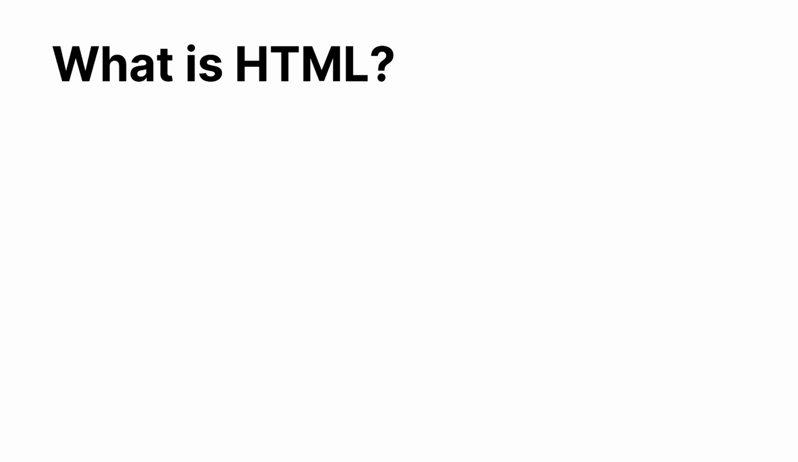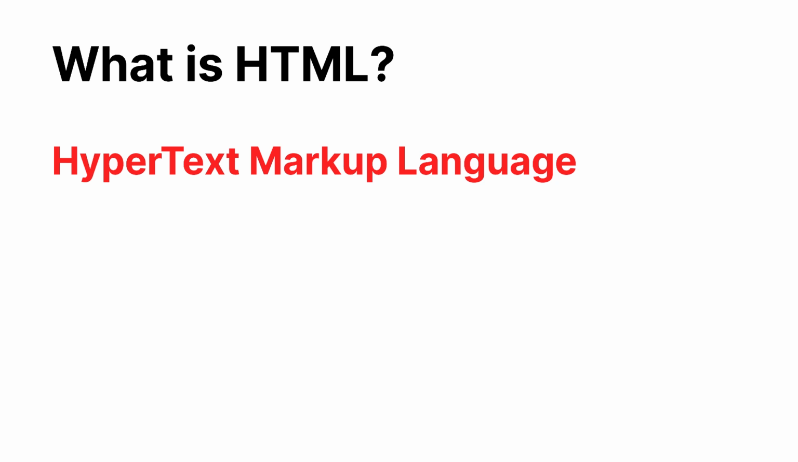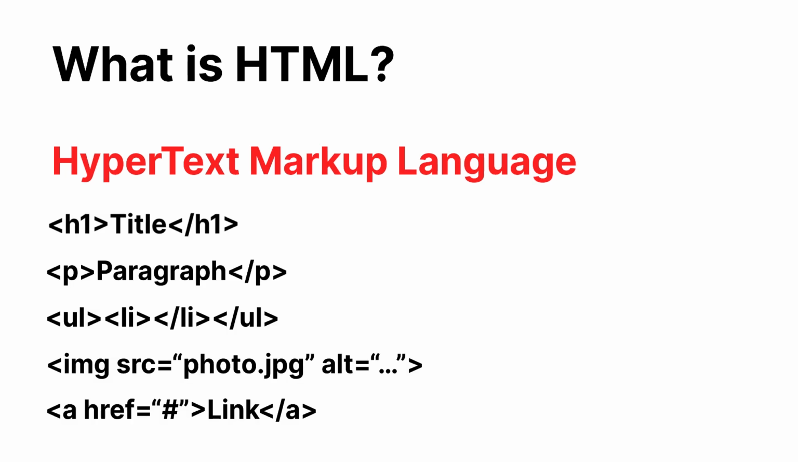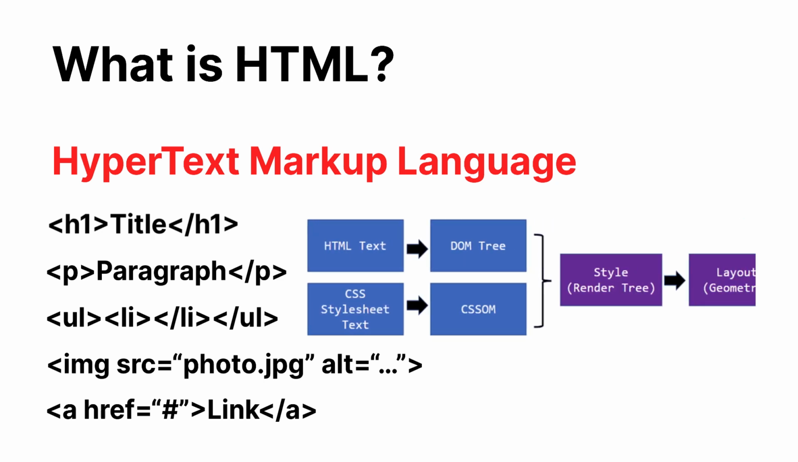What is HTML? HTML stands for Hypertext Markup Language. It is not a programming language, it's a markup language, meaning it's used to label and structure content, not to perform logic or computation. It labels content, for example, headings, paragraphs, lists, images, and links. Browsers read these labels to build the document object model, which scripts and styles then act upon. This is the key difference between HTML and a programming language.